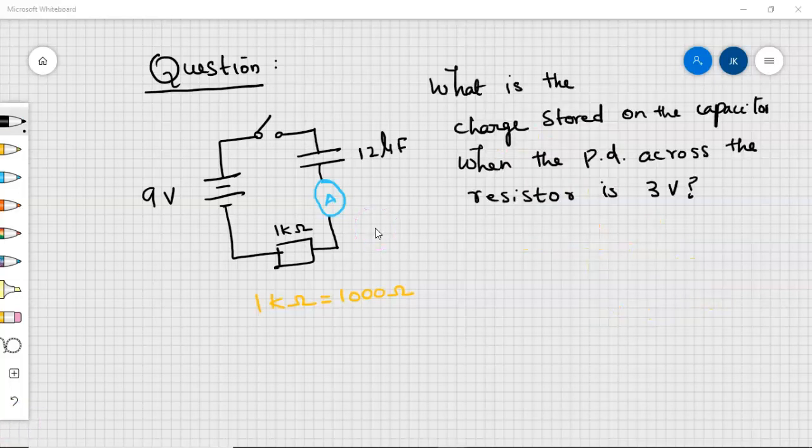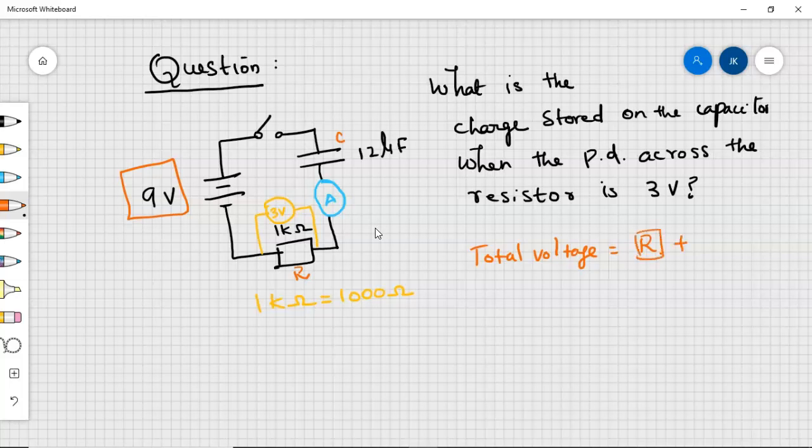Question in the same circuit: what is the charge stored on the capacitor when the potential difference across the resistor is 3 volt? Now here is a voltmeter which reads 3 volt. So there are two devices here. One is a resistor, another is a capacitor, and the total voltage is 9 volt. Here is the total voltage, and the resistor takes some voltage plus the capacitor takes the remaining voltage.